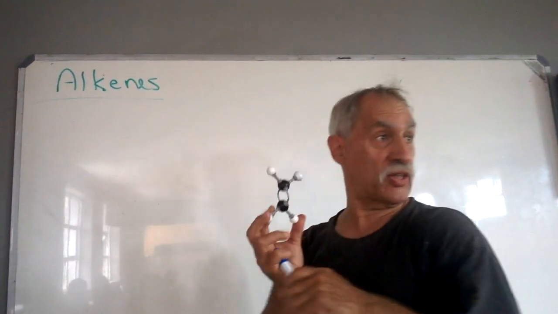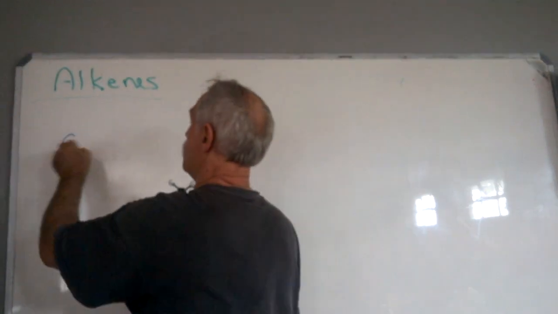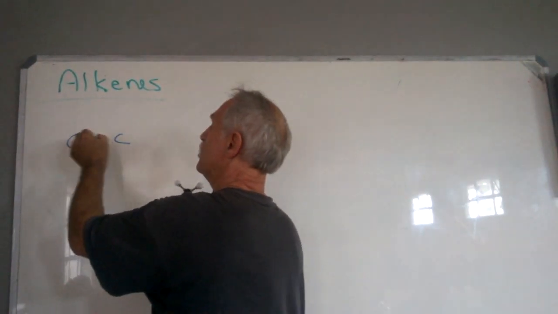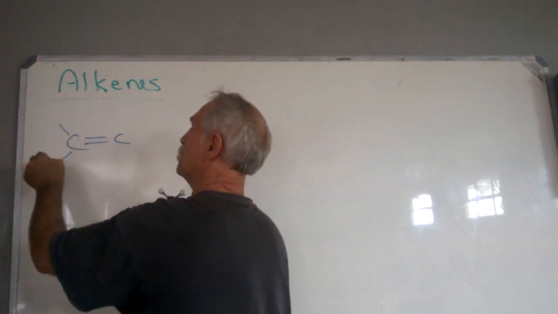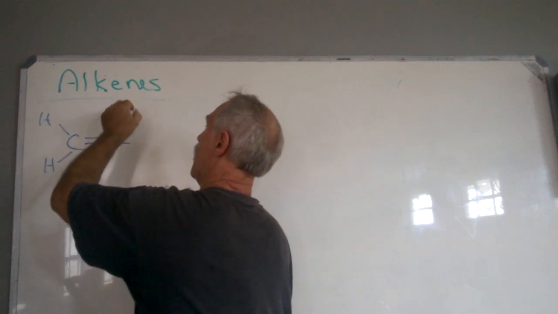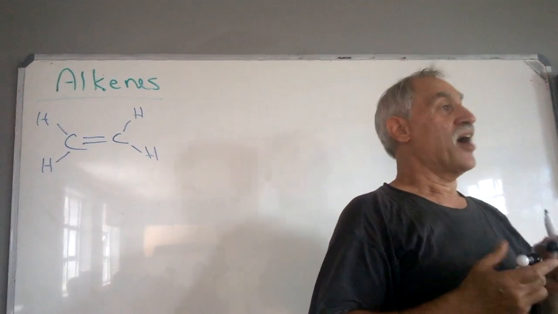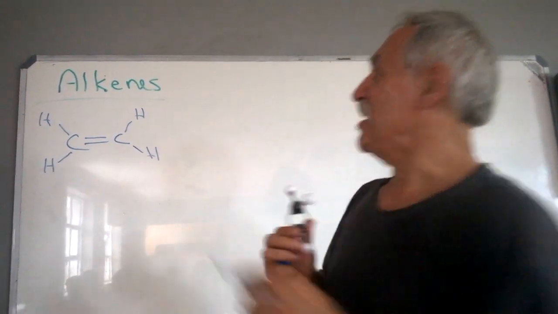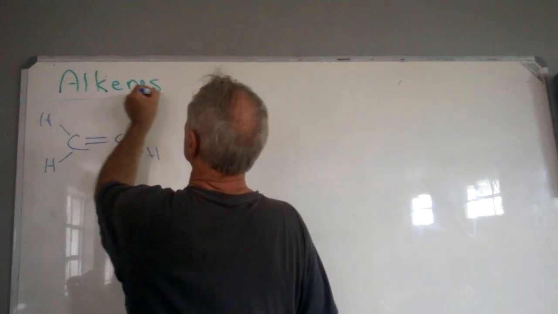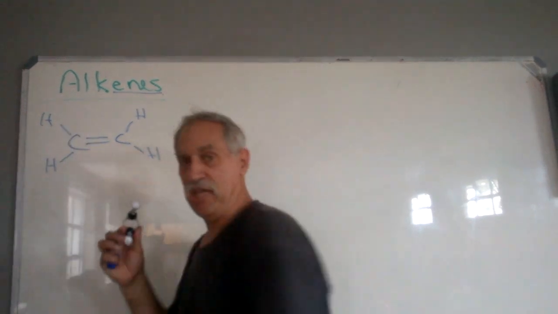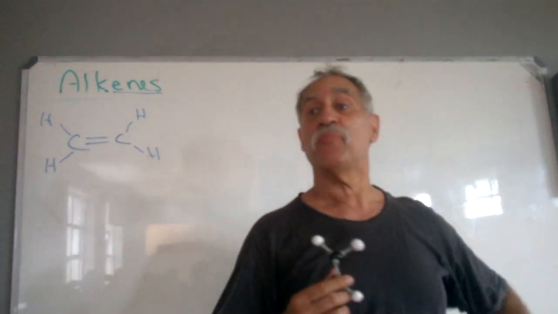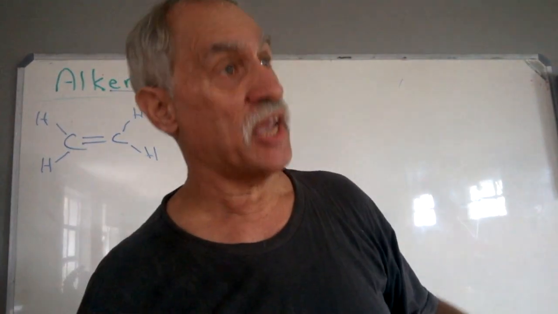So we draw it like this. Carbon, carbon, double bond, hydrogen, hydrogen, hydrogen, hydrogen. Now what's the name of it? These are the enes, this is methane, ethane, propane, butane.